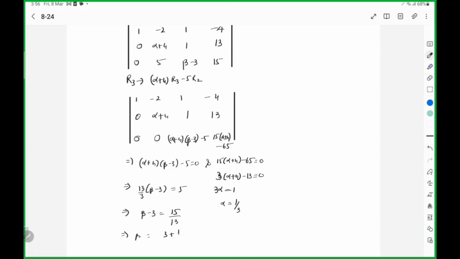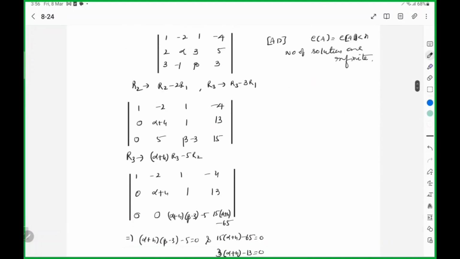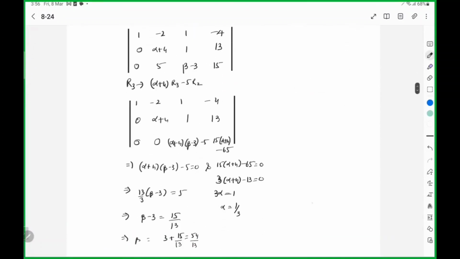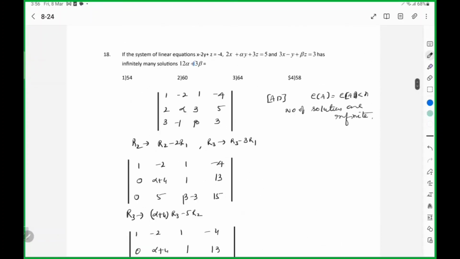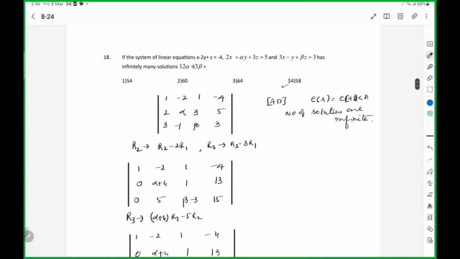So here you get 54 by 30. Then here you have 12 alpha plus 13 beta. Alpha is 1 by 3. Beta is 54 by 13. So 58 is the answer.